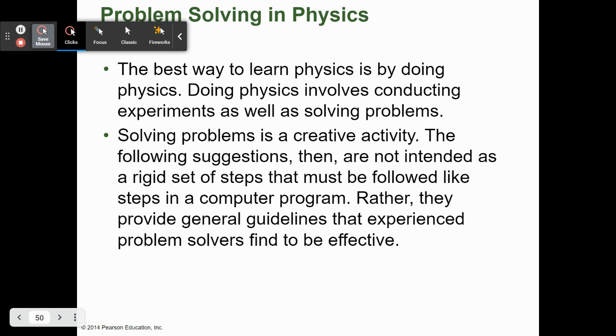So this whole class, whether we're doing an experiment in lab or whatever we're doing, you are going to be working lots of word problems. Because like I said, that's real world.